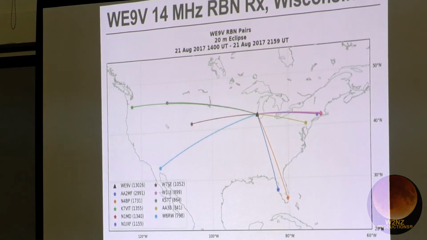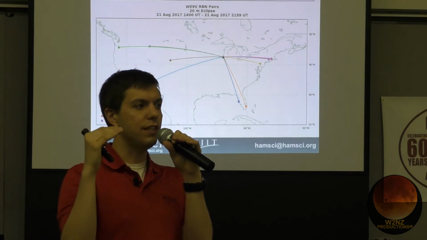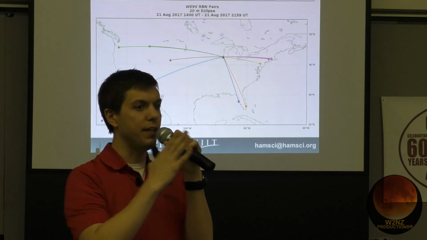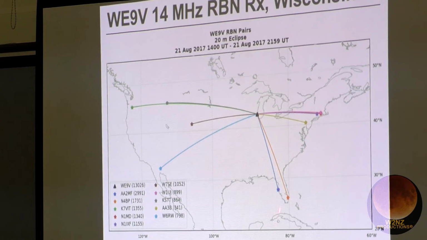If we look at one particular RBN station, this is WE9V in Wisconsin, and this is one of the best performing Reverse Beacon Network receivers. I searched all the Reverse Beacon Network receivers to find the ones that had matching pairs that heard other transmitters almost continuously from the beginning of the SEQP to the end of the SEQP. And this one had these 10 traces that were almost consistently available through the SEQP.